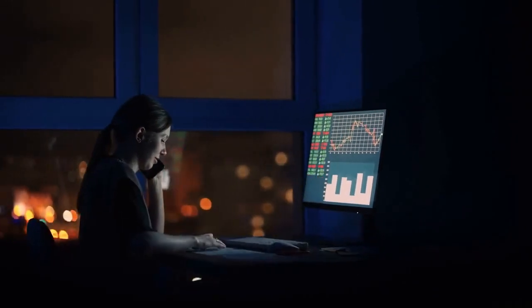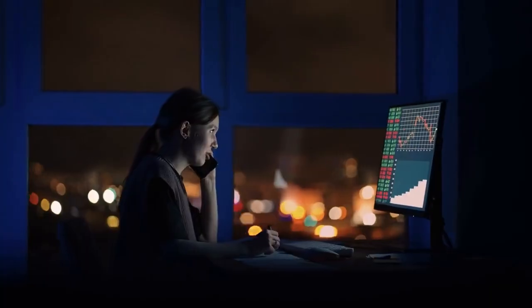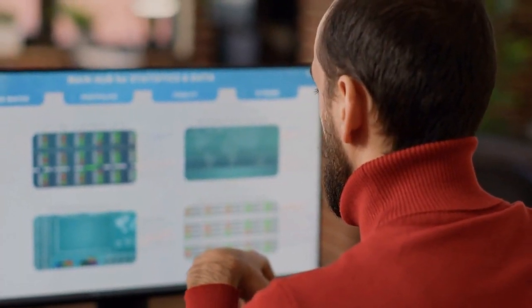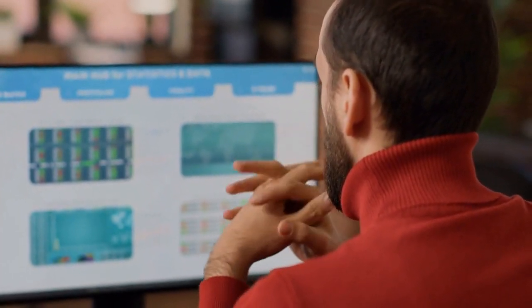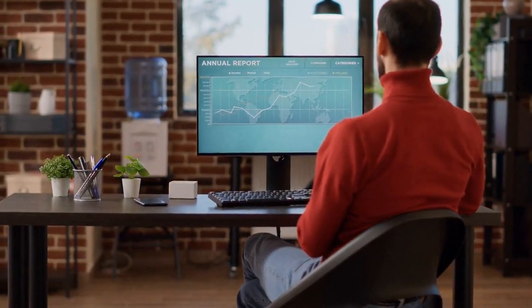Understanding position sizing is important because it helps you determine the amount of risk you're willing to take on in your trades. It also helps you to manage your emotions and avoid making impulsive decisions that could lead to significant losses. Here are some factors to consider when determining your position size.